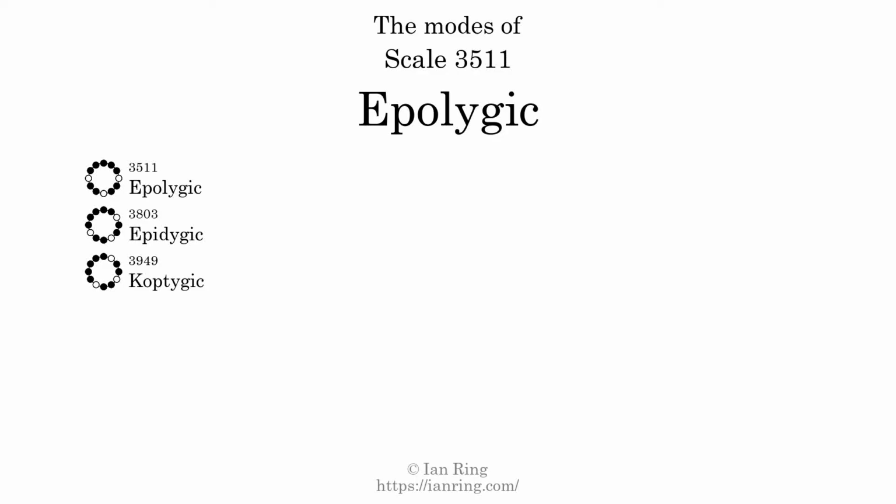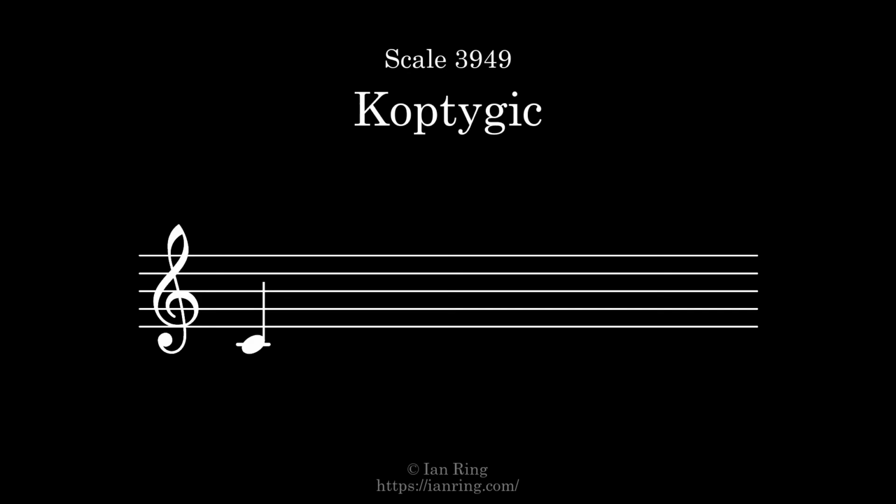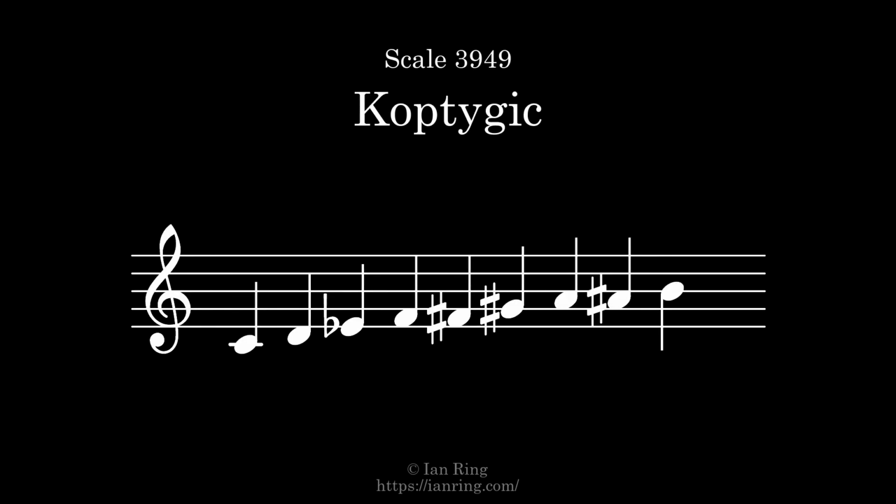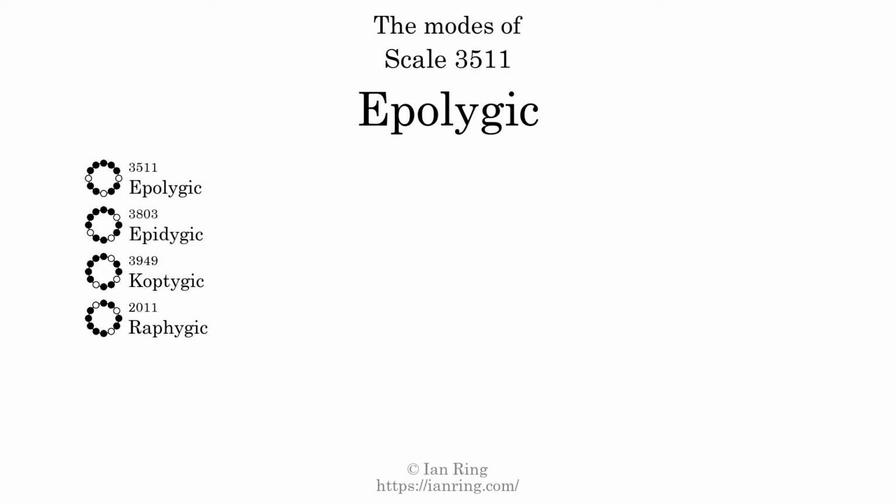The third mode is scale 3949, also known as Coherence. It sounds like this. The fourth mode is scale 2011, also known as Imperfections. It sounds like this.